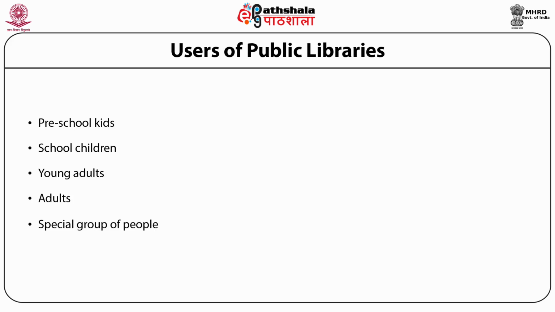In addition, some libraries have large print books and braille books for users with impaired vision. With the advances in technology, libraries have also started acquiring e-resources such as e-books, e-journals, electronic databases, etc.